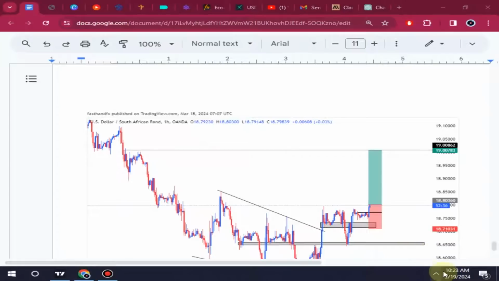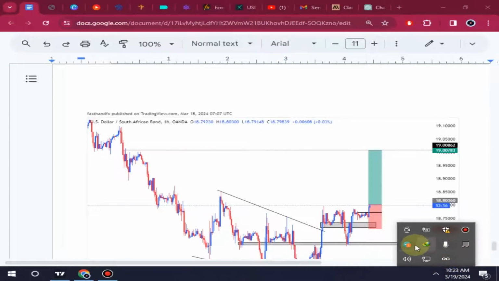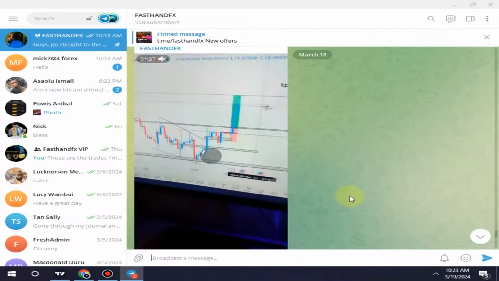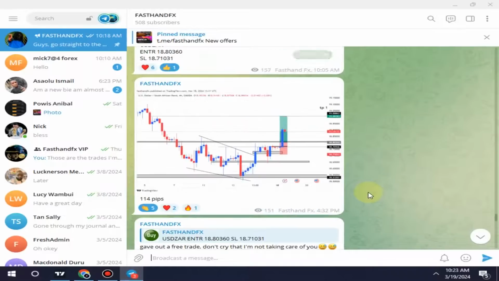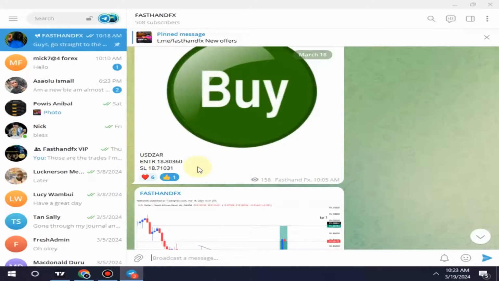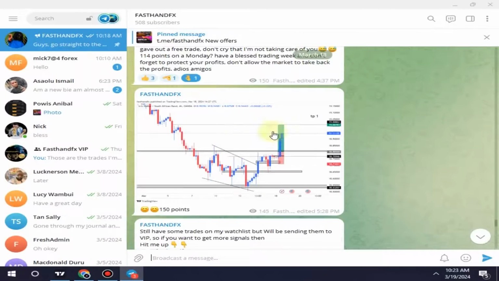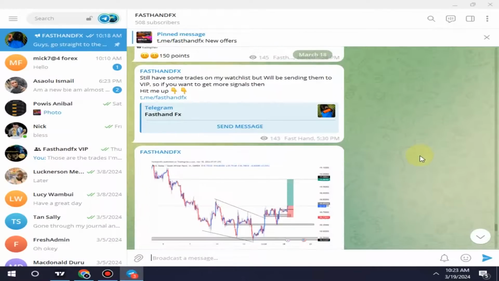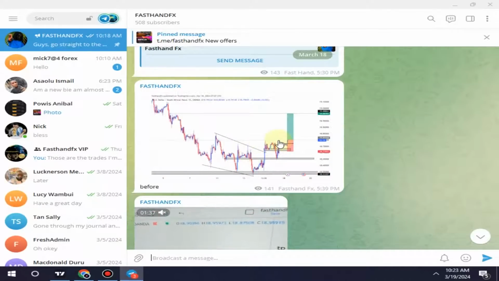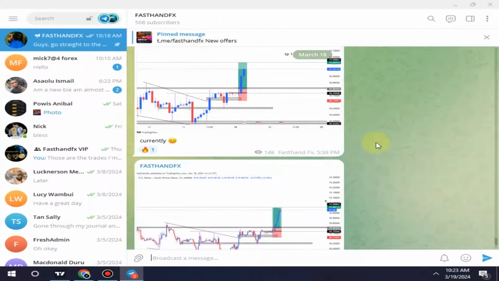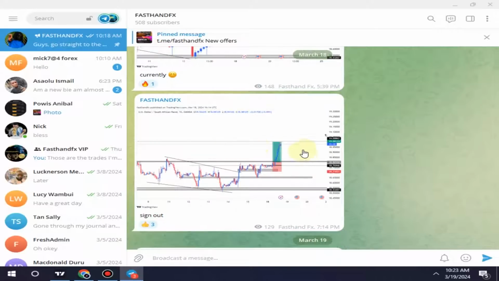And of course, let me show you that I gave out this signal to my public Telegram. Let me show you right over here. Okay, let's go. USD ZAR, take a buy, stop loss, entry level. So this is when it was playing out. This was 114 pips, 150 pips, as it plays out. I sent them this before, and this is yesterday. That is when my TP was hit.